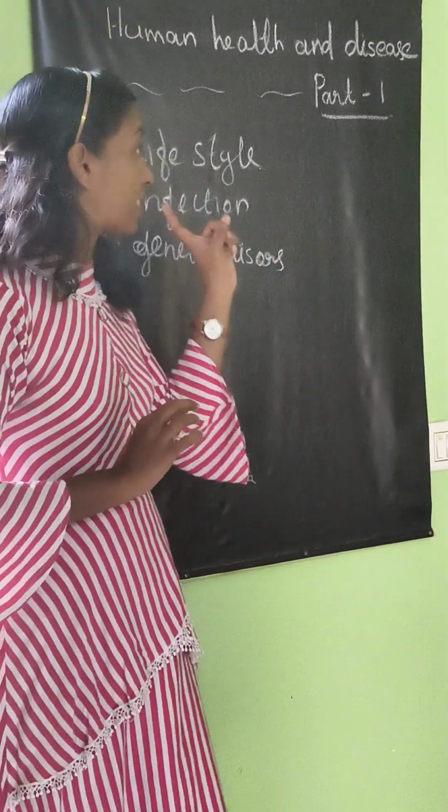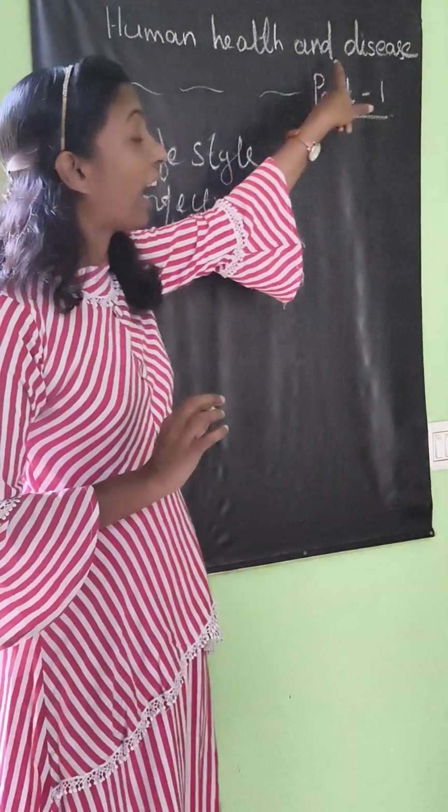Now next we can study what is health. In this chapter we are studying two words, health and disease. So what is health? Sometimes you may think health means the absence of disease, that if we are physically fit, it is health. But actually, according to WHO, the World Health Organization, health is a complete physical, mental and social well-being of an organism.